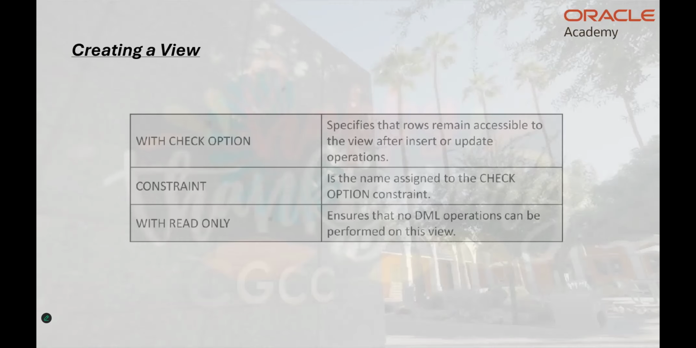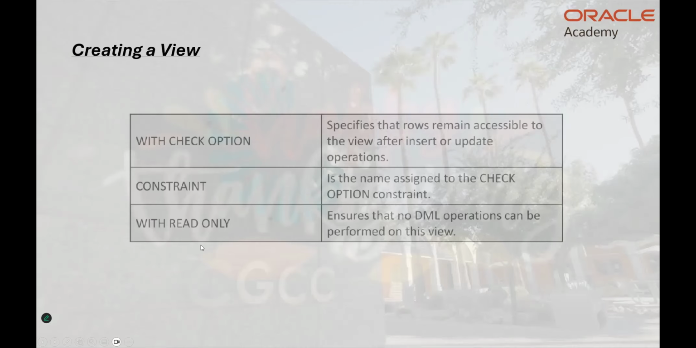And then with check option specifies that rows remain accessible to the view after insert or update operation. It's all about timing and ensuring that when the data is being changed via some type of DML, you always want to check to make sure that when the view is built, it is based on the latest version of the table. And then constraints are constraints, and this is the name assigned to a check option constraint. Basically you're checking to make sure the view is valid data. And you can actually classify it as read only. This is the last item. It ensures that you can't do update or insert. It's just select only. That's when there's read only.